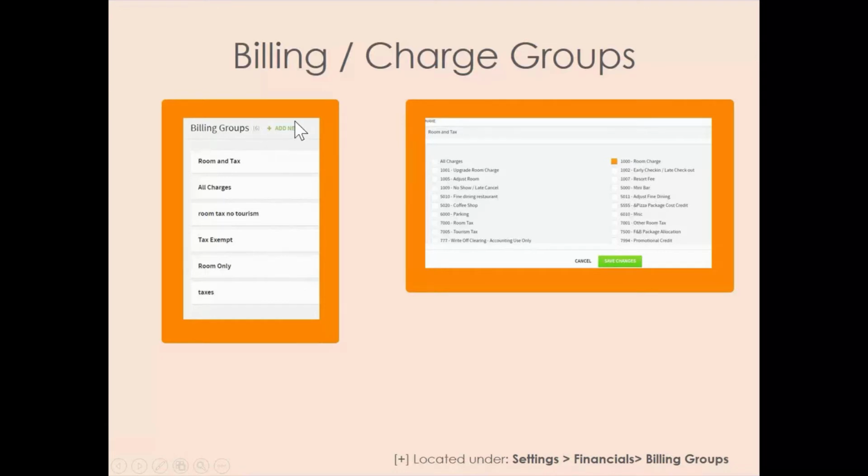Simply use the Add New button. It's going to populate a new clean spot for us, and we can name it what we want. And we can then select the charges that we want to utilize and what's going to go there. In this particular one, I happen to call it room and tax, and we've set it as room charges going there.